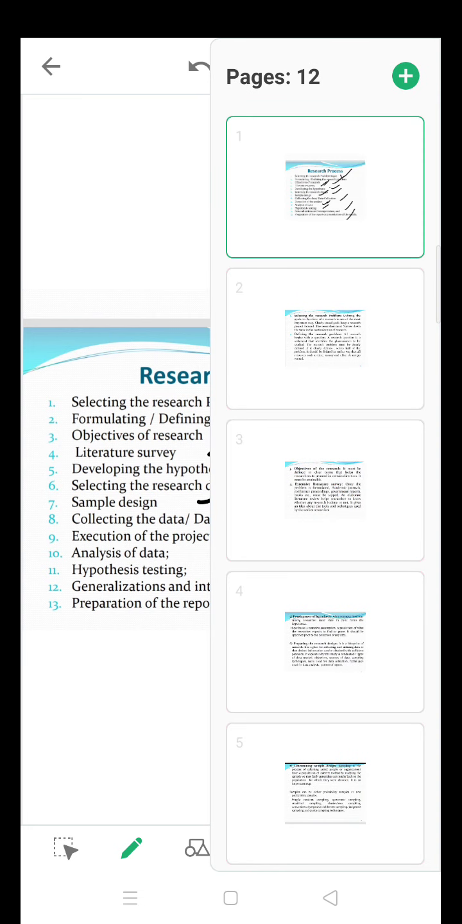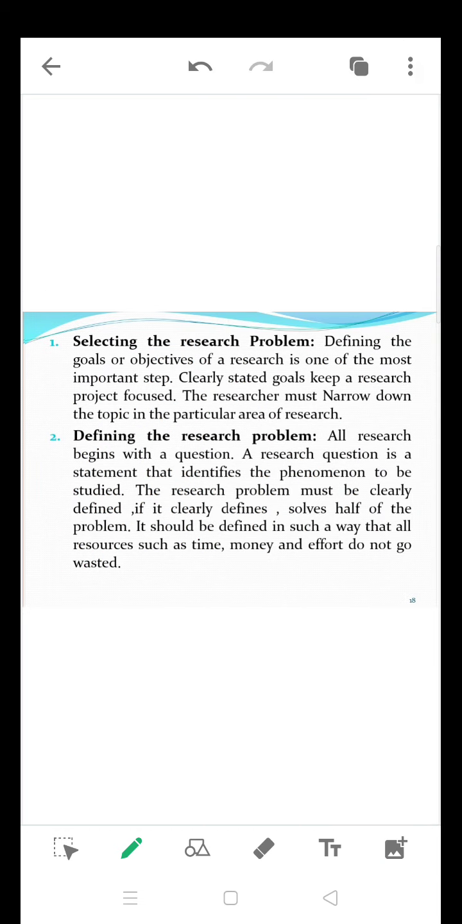Let me explain the different steps involved in a research process. First one is selecting the research problem. Selecting a research problem: if you know exactly what the problem is, half of the research is done.